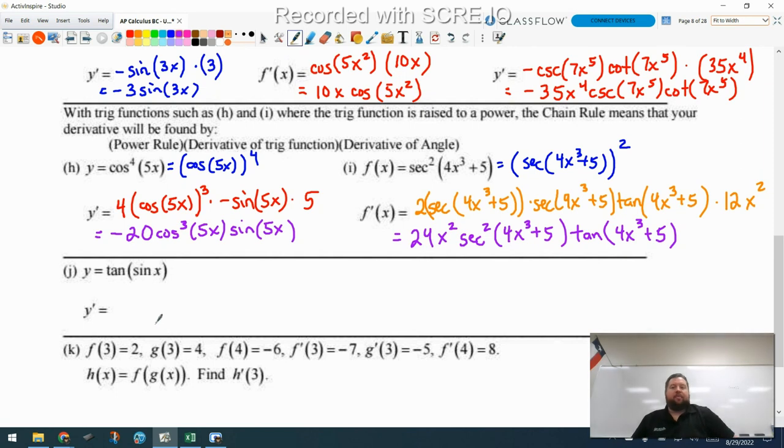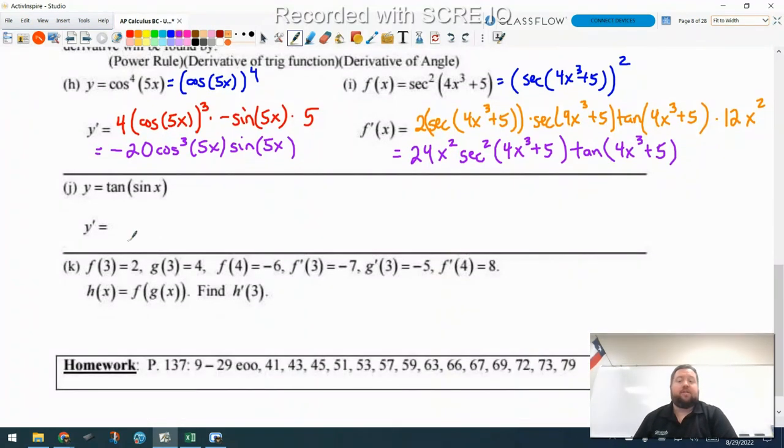All right, this next one's an example where the power rule doesn't exist in this problem. We just have 2 trig functions, so you apply that same rule. You start from the outside and work your way in. Start with tangent, the outside function. The derivative of tangent is secant squared. Keep the inside part the same, sine x. Then you multiply by the derivative of the inside. The derivative of sine x is cosine x. Nothing else we can do there.